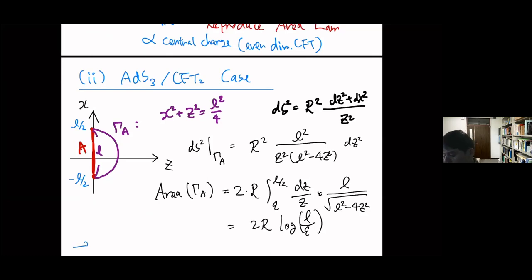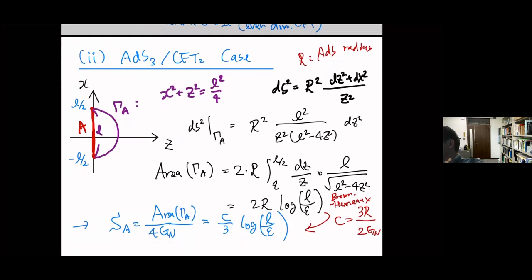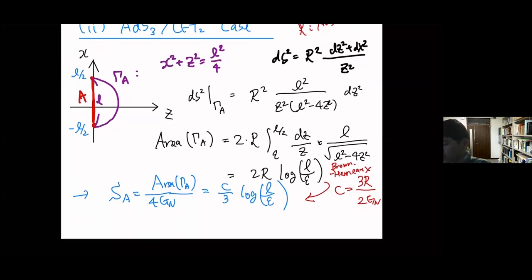So finally, we get the entanglement entropy, which is area divided by 4G Newton, area of gamma A. So this looks like C over 3 log L over epsilon, right? This is what we already see. It was first found by Calabrese and Cardy, and we can reproduce this result by using AdS/CFT. And here, from here to here, R is the AdS radius. We use this famous relation between the AdS radius, Newton constant and central charge. This is the famous Brown-Henneaux relation. Okay. So this is AdS3. So yeah, we can perfectly reproduce what we know for entanglement entropy in quantum field theory.